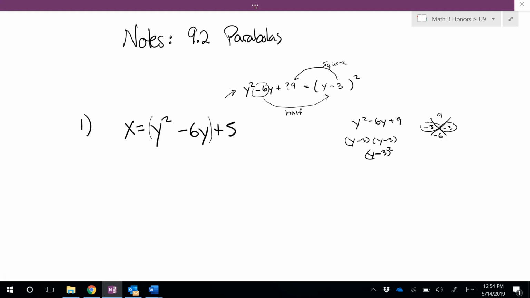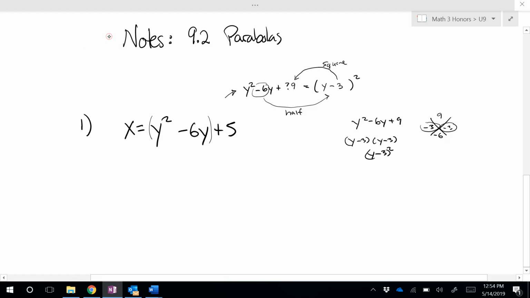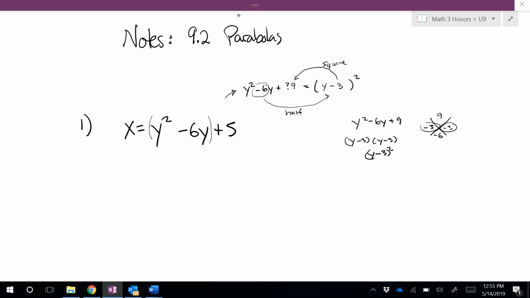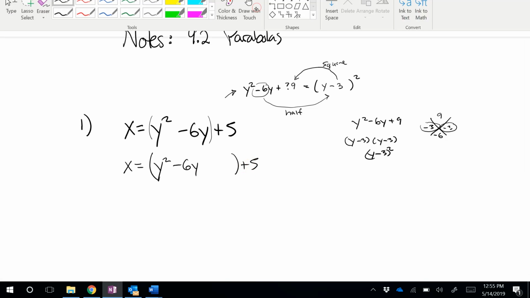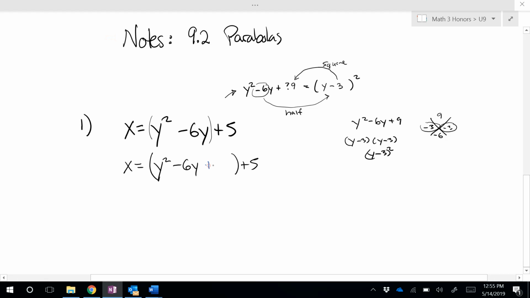Once you're there, we get x is equal to y squared minus 6y. I'm going to leave a little extra room, and I want to add in the 9. But when I add a 9 there, the equation is no longer equal to the equation before, and I need to keep it equivalent, and so I'm going to balance that equation by putting in the -9 here. So that if I were to simplify this, it would simplify back to where I started.